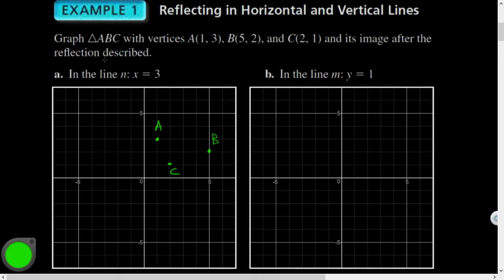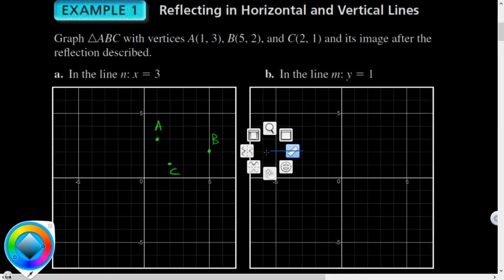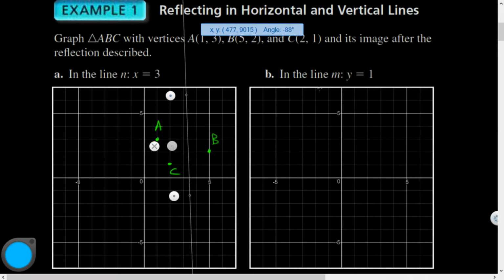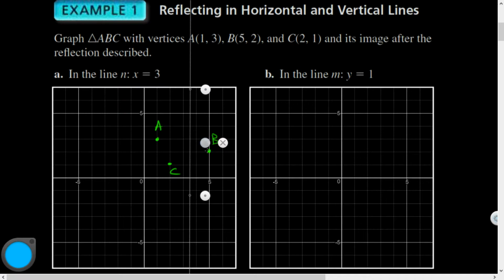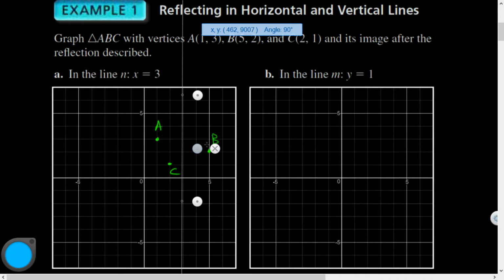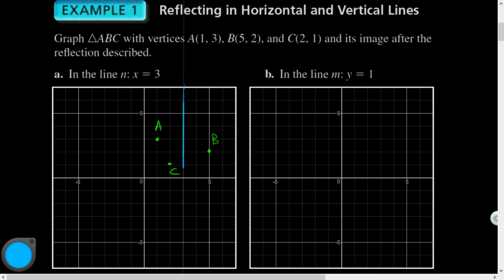So it says to reflect it in the line x equals 3. The equation of a line x equals a number looks pretty vertical, so it's going to be a vertical line. All right, here's x equals 3 right here. So x equals a number is a vertical line that passes through that number on the x-axis. So notice the 3-ness of that point there.